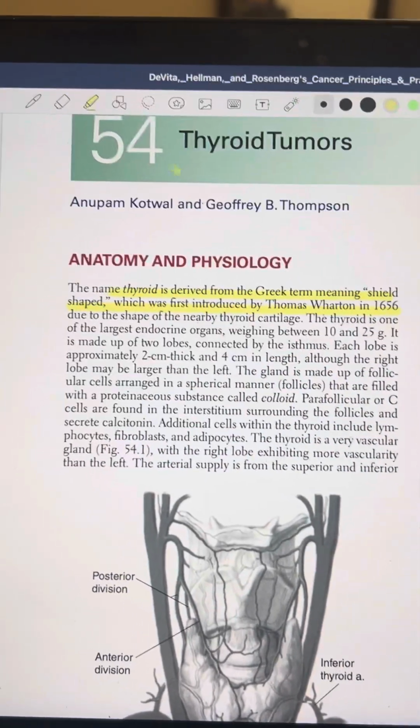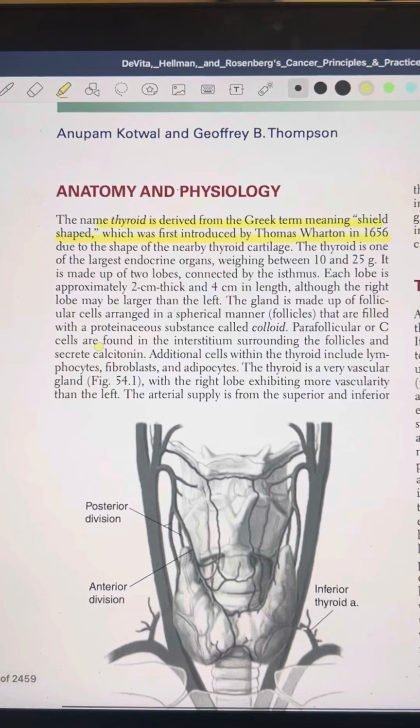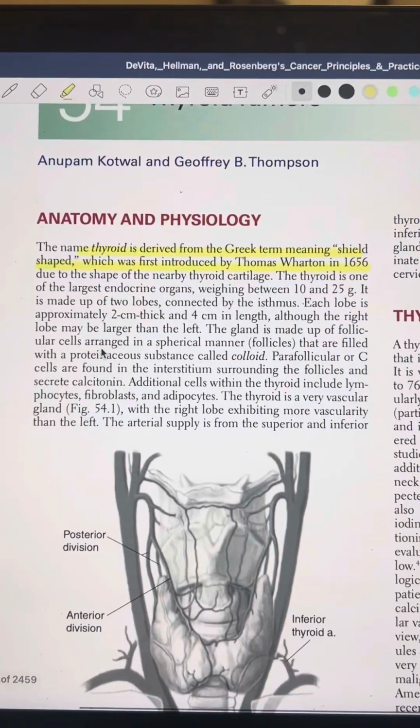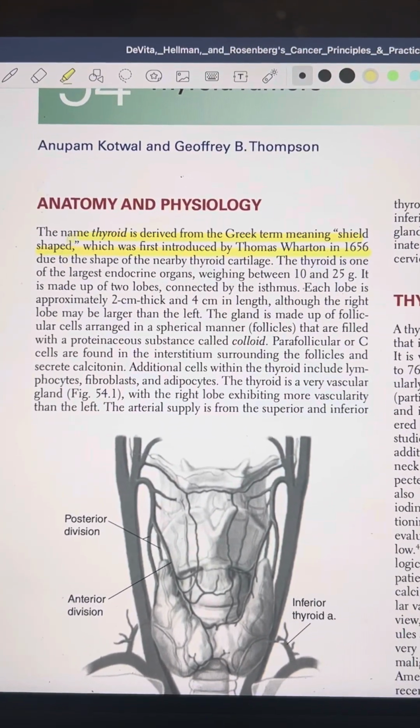Hello friends, today's topic is thyroid tumors, chapter 54, Devita. So first we'll see anatomy and physiology.